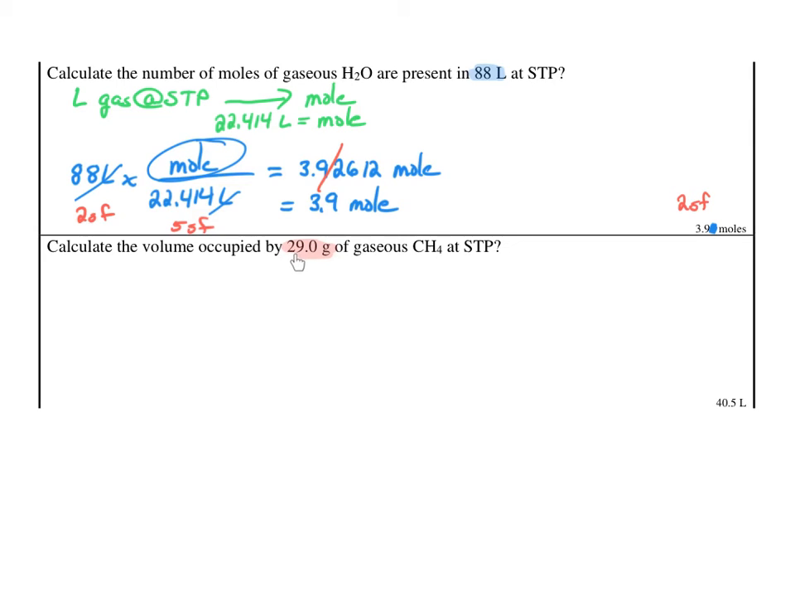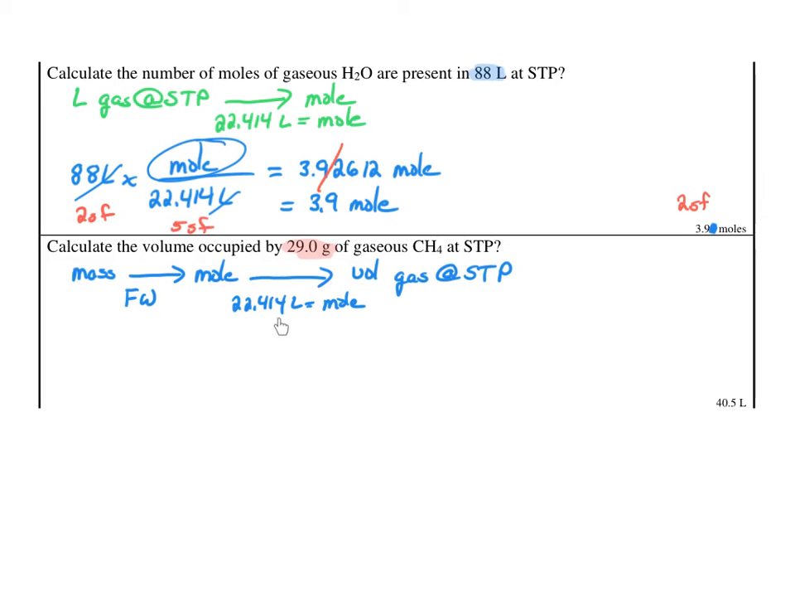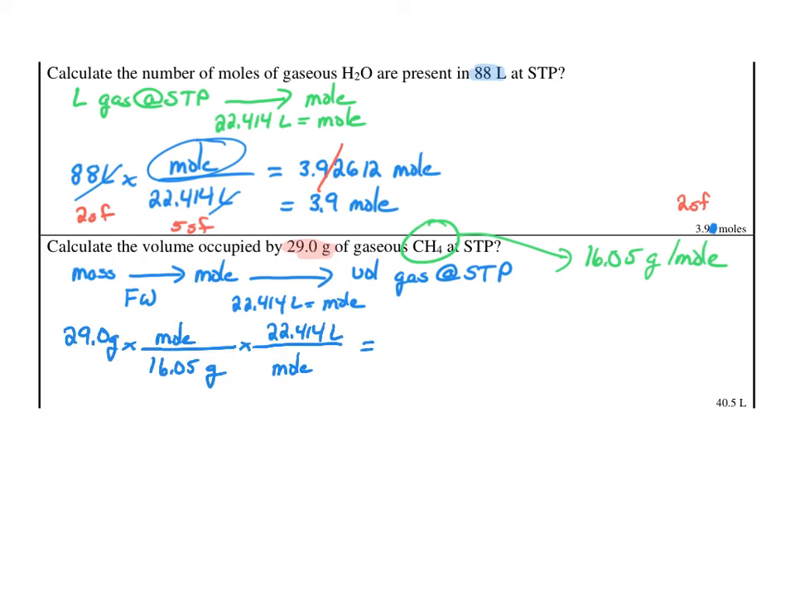Here we're asked to calculate the volume of a certain mass of gas at STP. So we're going to have to go from grams to moles, and then moles to liters. Okay, this means we're going to need 2 conversion factors. The formula weight and 22.414 liters is equivalent to a mole of gas at STP. The formula weight of methane is easily calculated to be 16.05 grams per mole, not shown here.